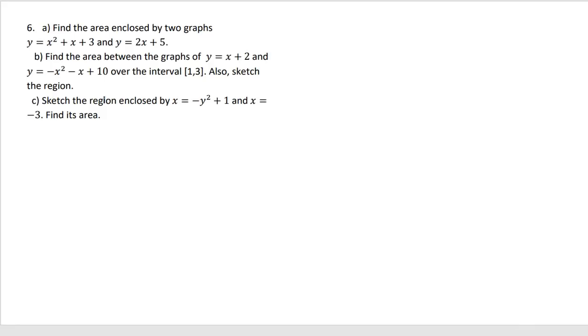Find the area between the graphs of y equals x plus 2 and y equals negative x squared minus x plus 10 over the interval 1 to 3. Also sketch the region. Okay. Let's sketch the region. Well, let's first figure out when they meet. x plus 2 equals negative x squared minus x plus 10.